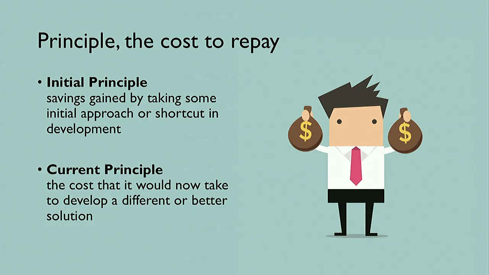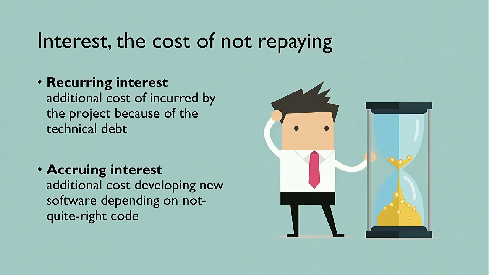So it's something we did 6 months, 2 years ago. I mean, we could even be talking about software where it's 10 years ago that this was done. So the current principal is going to be, what would it cost now to fix this problem? Then let's think about the interest. So that's the cost of not fixing this technical debt.